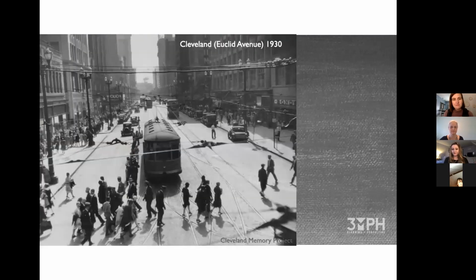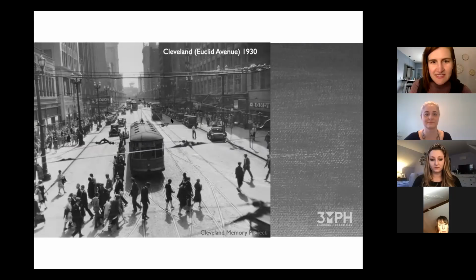So, I use as an example a street where I live in Cleveland, Euclid Avenue. It's sort of like our main street in our downtown. And here's a photo from 1930. I just want to point out a couple things about the photo. You can see at this time there are a few cars. Cars have started arriving in cities right around this time, but people are still pretty dependent on streetcars. You can see we were a streetcar city originally, and we've got a lot of pedestrians.